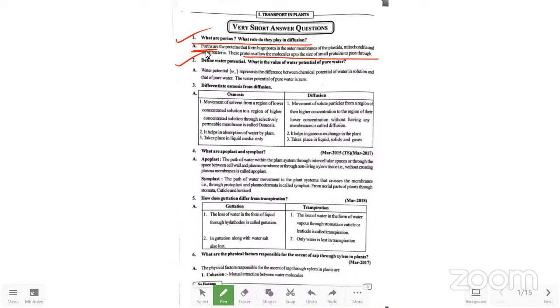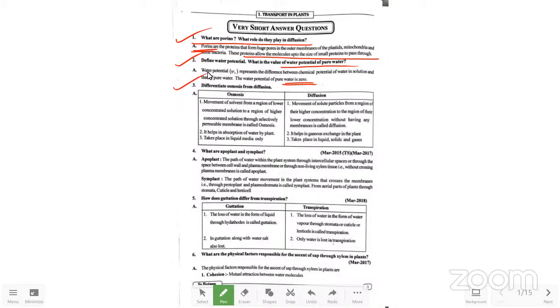Next one is the water potential. Define water potential. What is the value of water potential of pure water? Water potential means the chemical potential difference between the solution and the water molecules, and the pure water potential is 0. Okay, that is what we have to write.